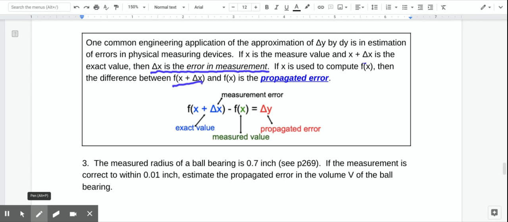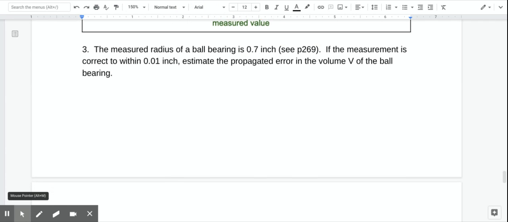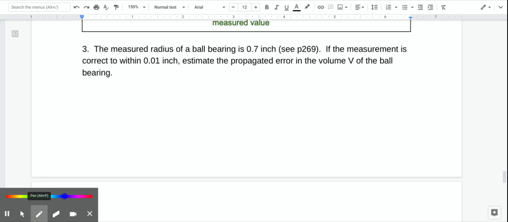So the difference between our actual y value and what we came up with is called the propagated error. It comes from an error in our measurement that's used to calculate something else. It's going to happen in the real world because no measuring device is perfect. But we need to be able to measure how much propagated error there could be to see how much impact that'll have on things. So the example I want to look at is a ball bearing.